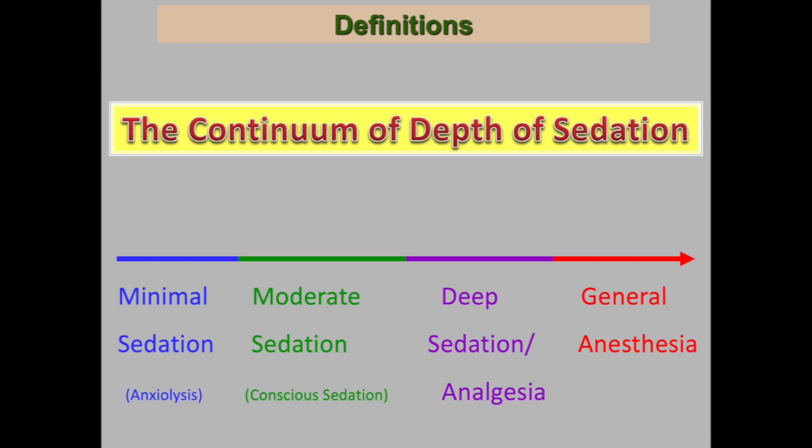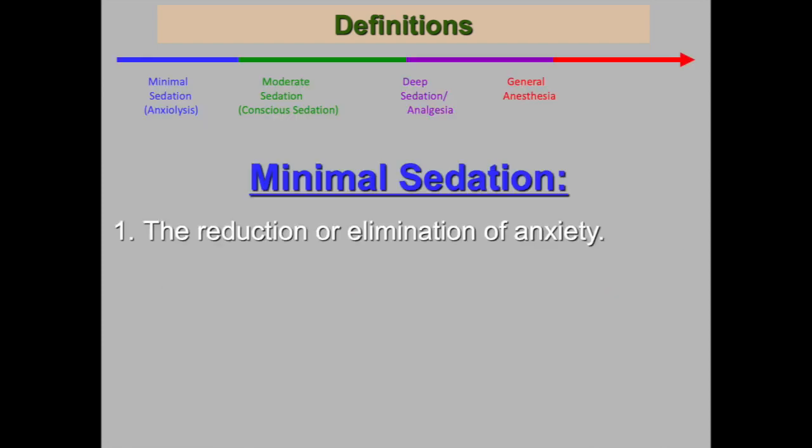There's minimal sedation, the old name for it was anxiolysis. There's moderate sedation, and the old name for that was conscious sedation. Then there's deep sedation and analgesia, the relief of pain, and then a state of depth of sedation called general anesthesia. Let's go much more in depth on each of these. Let's start with minimal sedation, the old name anxiolysis. So anxiolysis is the elimination or the reduction of anxiety.